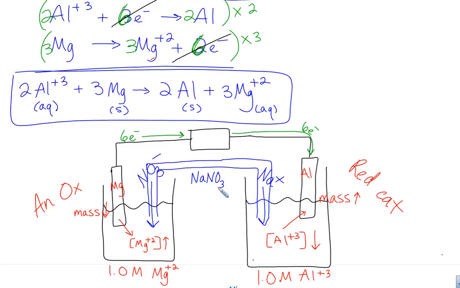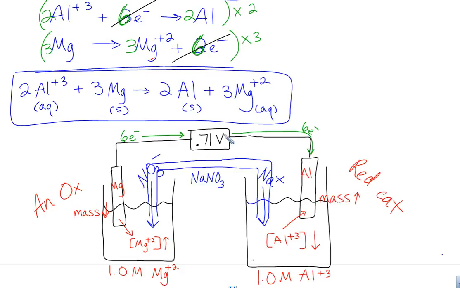Wow, isn't that impressive? And the only other thing, if you really wanted to brag, because you're so smart, you could put the voltage on your voltmeter. This should read positive, like 0.71 volts. That's what you should know about a galvanic cell.